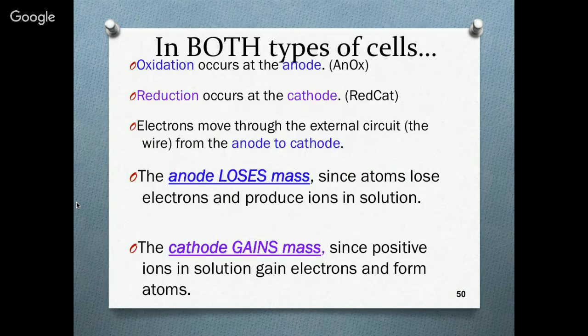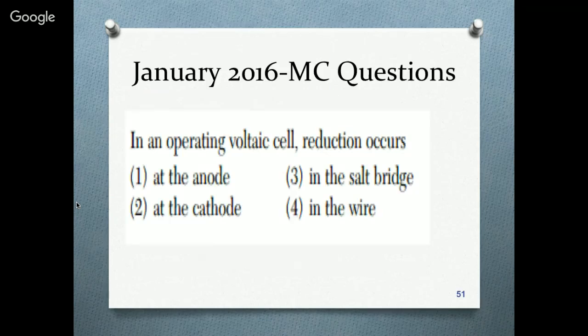All right, so at this point, what I want to do is just go through a couple of Regents questions that have involved oxidation, reduction, electrochem, starting at most recent and going back a few years. Some of it is going to seem repetitive because you're going to start to see that the questions are very, very similar. So in an operating voltaic cell, reduction occurs. So we have an ox, red cat. What does red cat stand for? Reduction always occurs at the cathode.